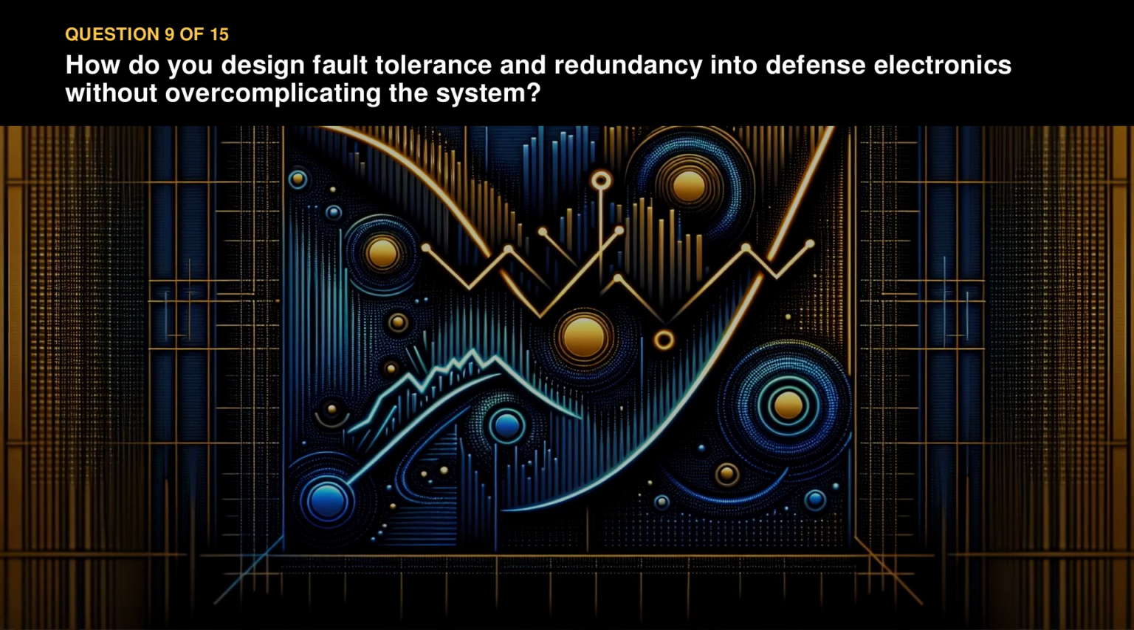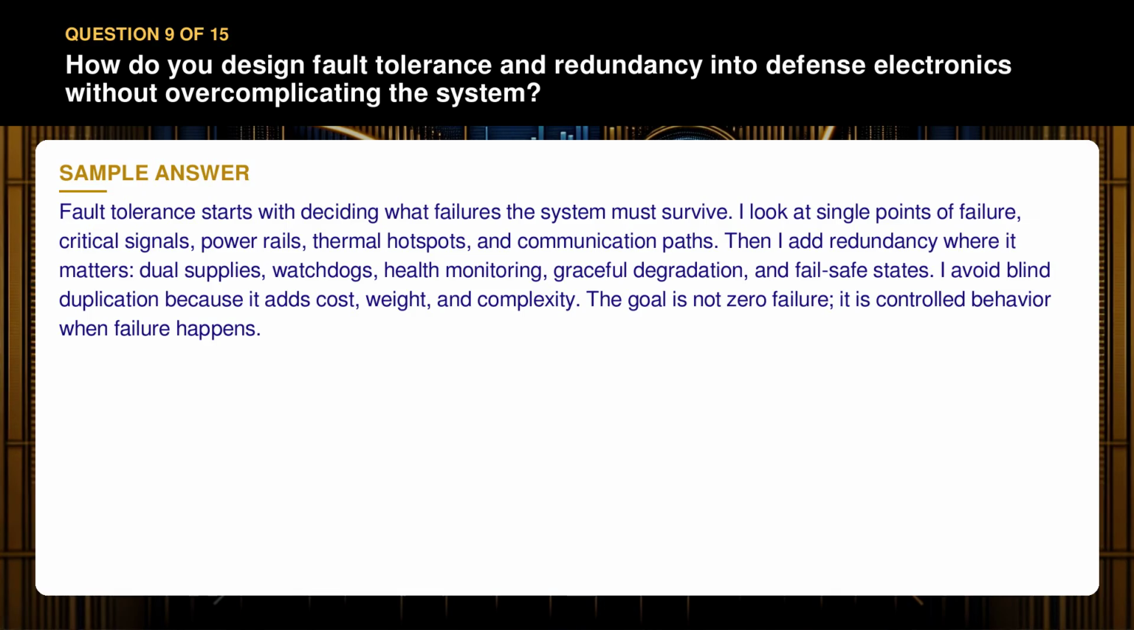Question 9. How do you design fault tolerance and redundancy into defense electronics without overcomplicating the system? Fault tolerance starts with deciding what failures the system must survive. I look at single points of failure, critical signals, power rails, thermal hotspots, and communication paths. Then I add redundancy where it matters: dual supplies, watchdogs, health monitoring, graceful degradation, and fail-safe states. I avoid blind duplication because it adds cost, weight, and complexity.